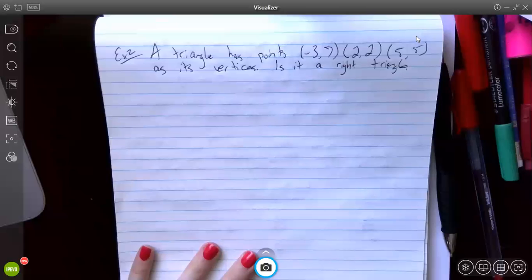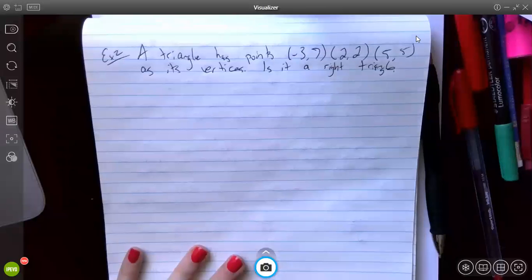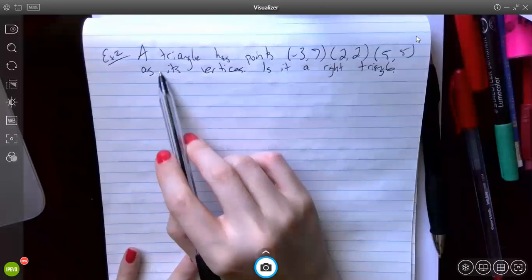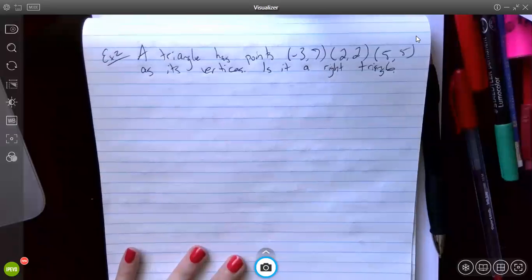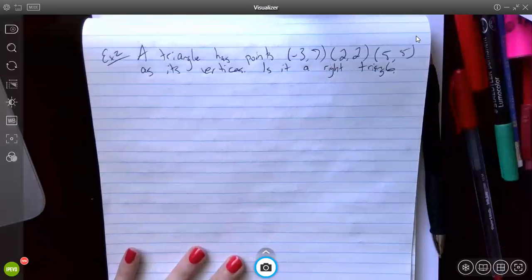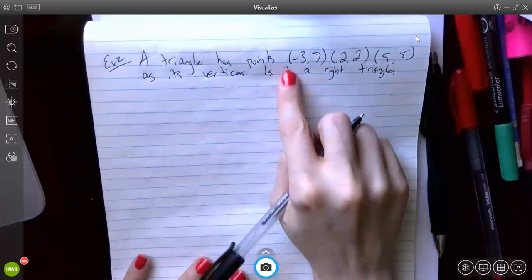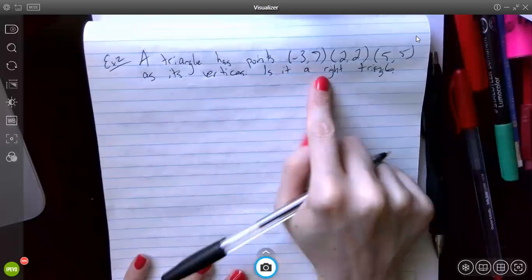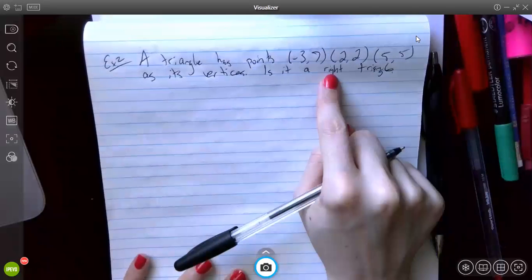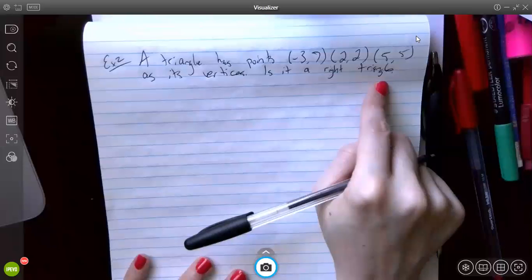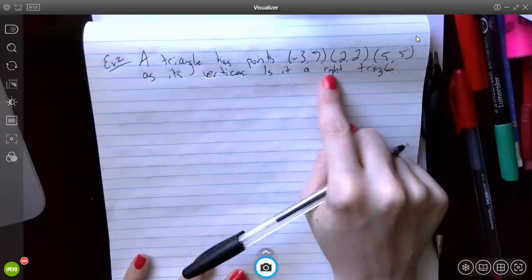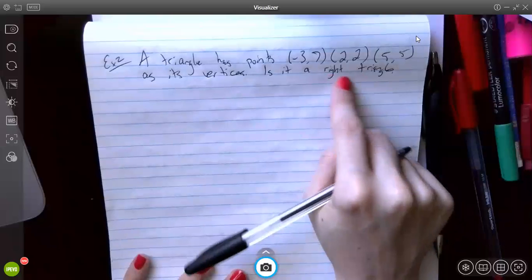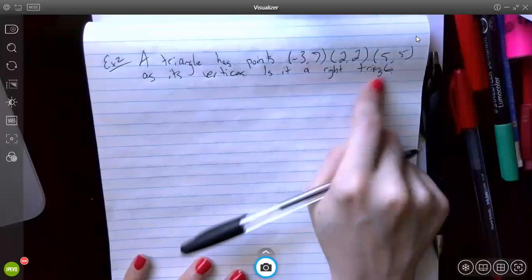Okay, the second type of question, which is very similar to the first one, is one that involves a shape. So in this example, I said a triangle has points -3, 7, 2, 2, and 5, 5 as its vertices. Is it a right triangle? So essentially, you've got some sort of triangle with these 3 points as the 3 points of the triangle. You have to figure out if it's a right triangle. A right triangle has 2 of its sides, or 2 of the lines that make it, meeting at 90 degrees and therefore perpendicular. So really what you're saying is, are any of the lines in this triangle perpendicular?